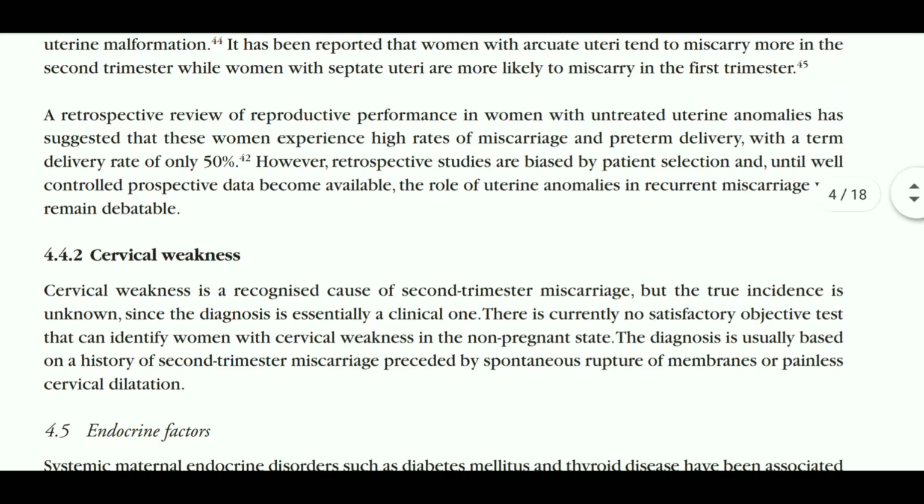A retrospective study of the reproductive performance in women with untreated uterine anomalies has suggested that these women experience a high rate of miscarriage and preterm delivery with a term pregnancy rate of only 50%. However, retrospective studies are biased by patient selection, and until well-controlled prospective data become available, the role of uterine anomalies in recurrent miscarriage will remain debatable.